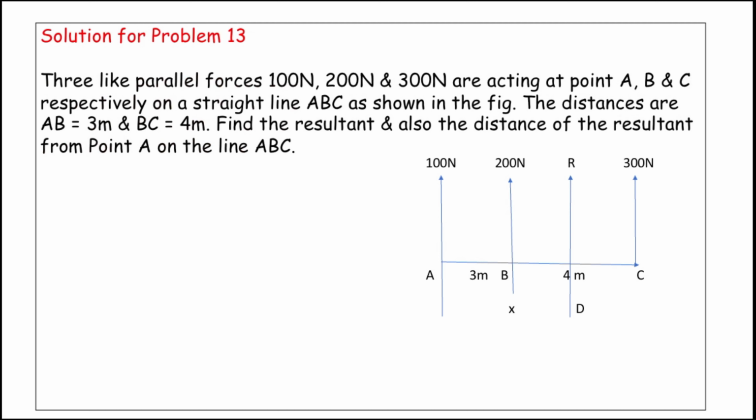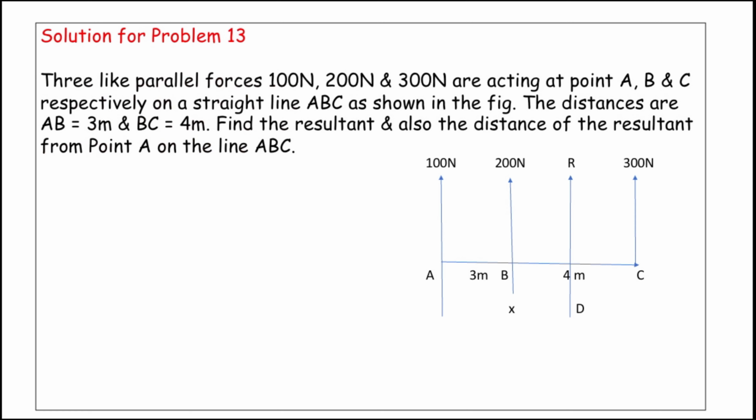The distances are AB 3 meter and BC is 4 meter. So the distance between A and B is 3 meter and between B and C is 4 meter. We have to find the resultant and also the distance of the resultant from the point A.